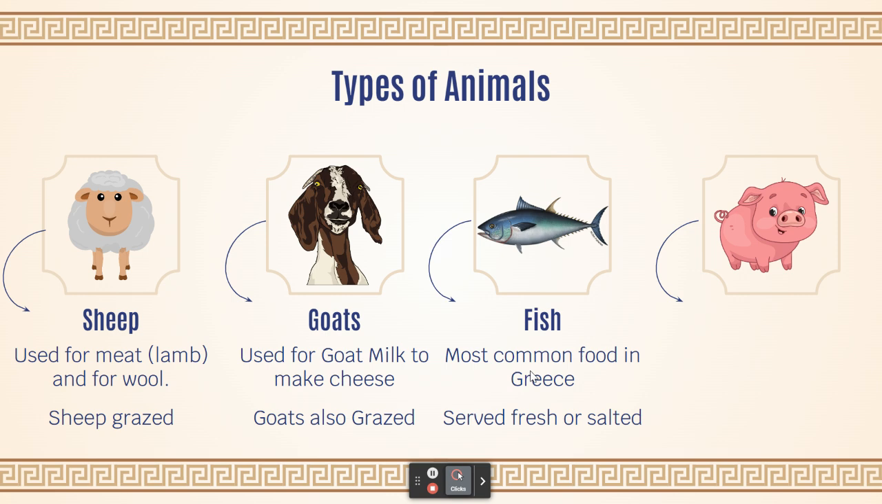And if you think about it, it was the most common food in Greece because of all the seas that they were around. It was served fresh or salted, but fish was a big type of animal that they would eat. Now, pigs, interestingly, were also used for meat, but they were also sacrificed to the gods. So this again ties kind of back into that Mount Olympus and the mountains and the belief in gods. Pigs were really a part of cultural Greece.